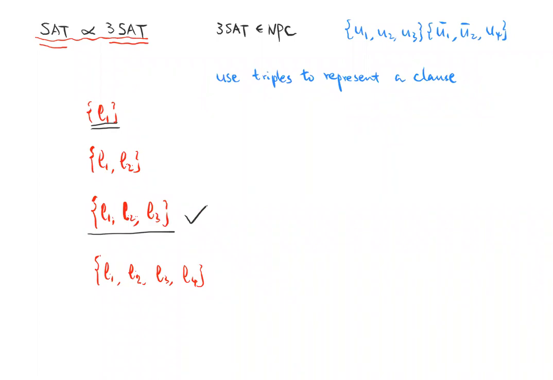Now, if it contains two literals, we need to transform this one into a clause with three literals instead of two to make it a 3-clause. In this case it's actually very easy because of this equivalence. For two propositions, this one represents P or Q.